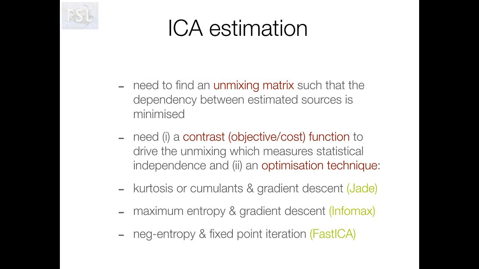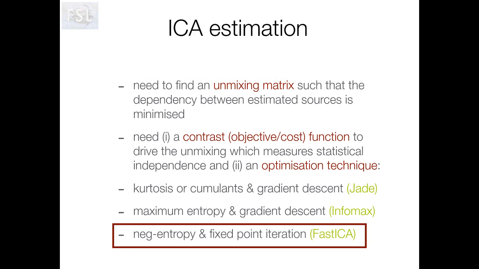So for those of you who are interested in the gory details, ICA uses a measure of independence as a cost function within an optimization routine to find an unmixing matrix, which when multiplied by the input data produces components which are as non-Gaussian as possible and therefore as independent as possible. And in Melodic, which is FSL's ICA implementation, we use negative entropy for the cost function and fixed point iteration for the optimization routine.